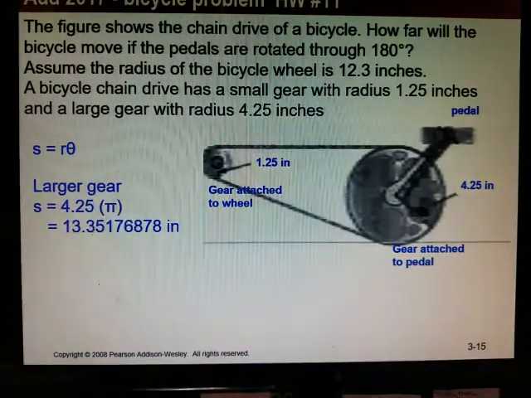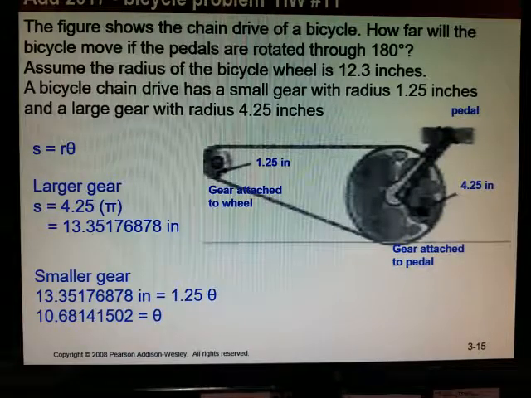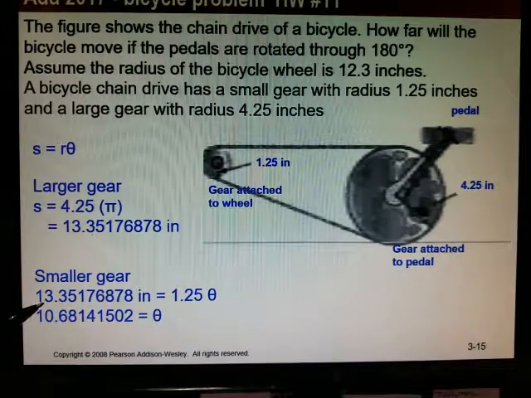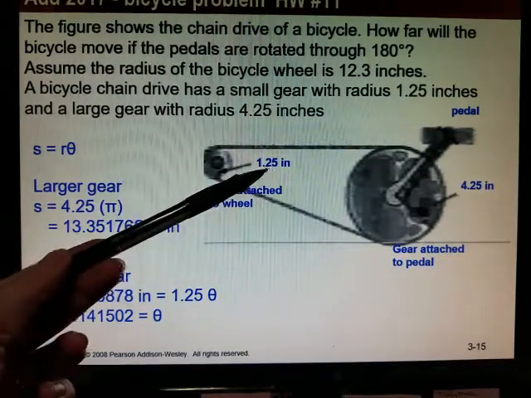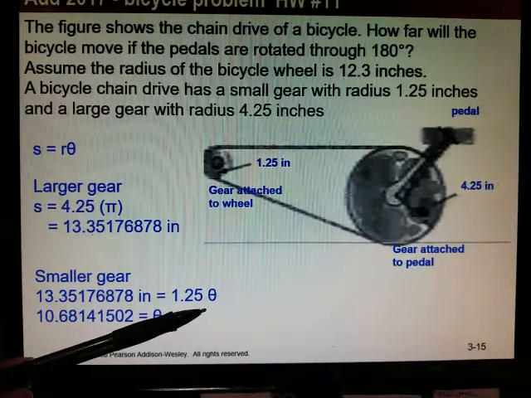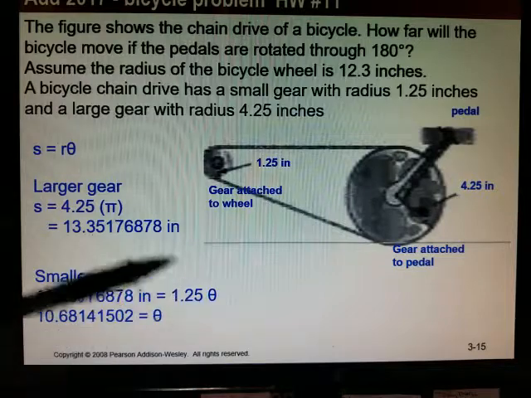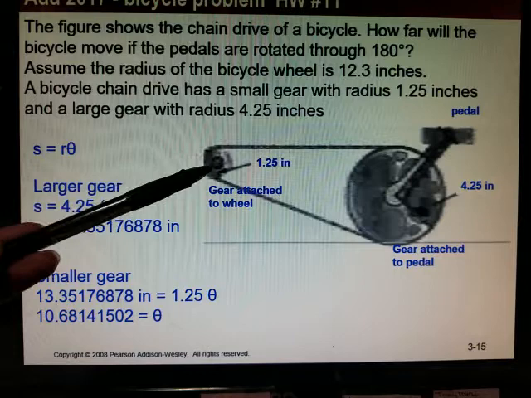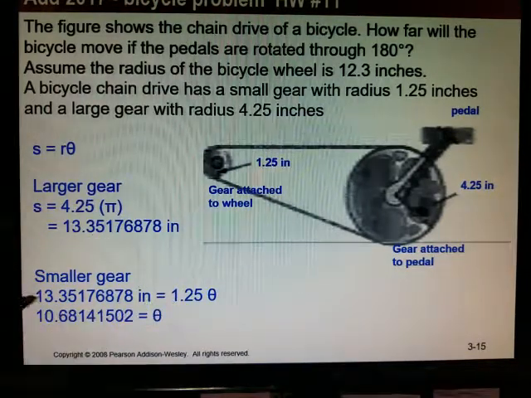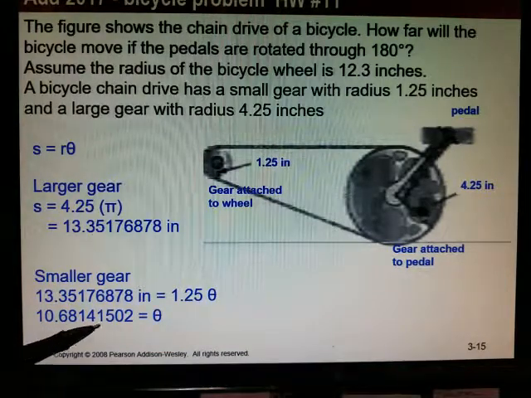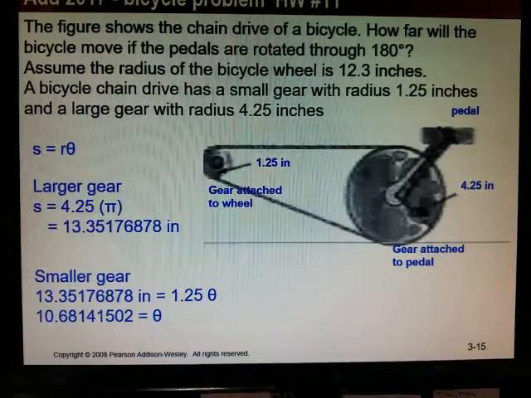Now we need to figure out for the small one. Remember, the small gear has to move that same distance because that's the chain that's moving. So there's the distance the small gear has traveled, 1.25 times the angle in radians as well. So we're going to figure out what this angle is because we need to know what the rotation has been on this little one right here. So I divide by the 1.25. So the radian measure for this little one is 10.681450. That's the radian measure that this one has traveled through.